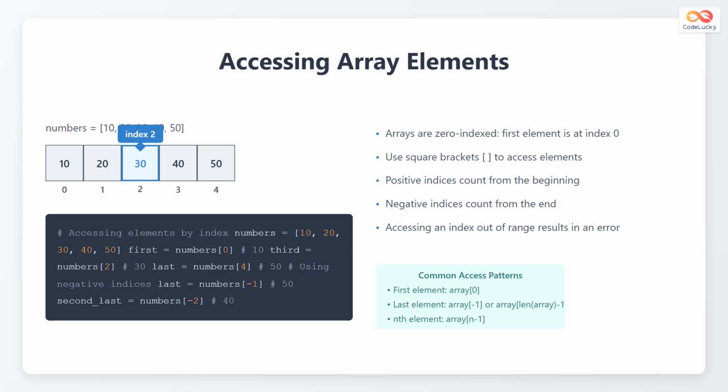Some common access patterns are the first element, which is array at index 0, the last element, which is array at index -1, or array at length of array -1, and the nth element, which is array at n-1.